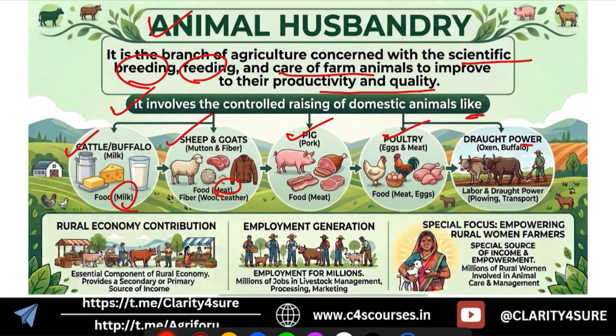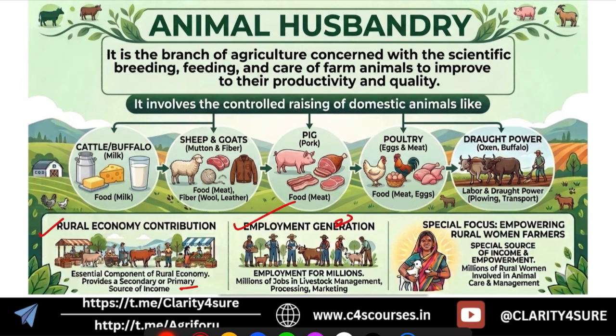For milk purpose, and meat purpose, fiber, that is wool, then egg purpose, and as I said, labor or draught purpose for different things like transportation and ploughing. So yes, this animal husbandry plays an important role in rural economic contribution because it acts as a primary or secondary source of income. And again, it is regular income, not like crop production which has a 3 to 4 month waiting period after investment, right? It provides income weekly, even after 15 days.